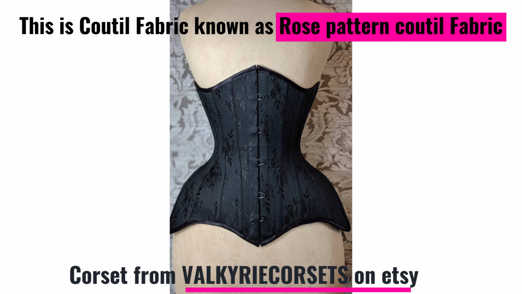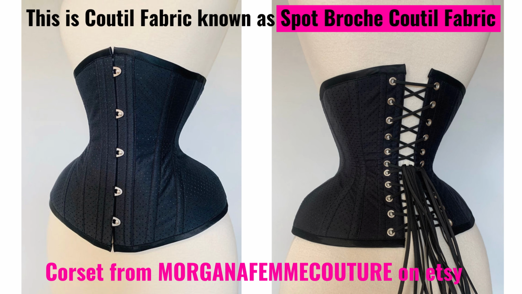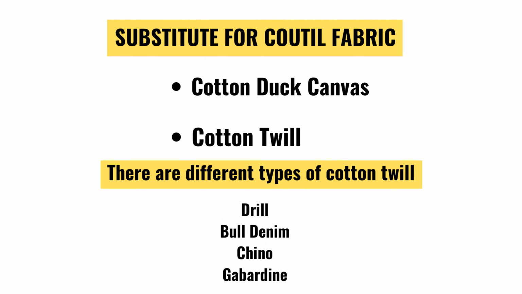You can use it for the main fabric, but it's often used as an inner layer of a corset, under a decorative face fabric like satin or brocade, and a comfortable lining. This fabric can be expensive, so here are some substitutes. It's cotton duck canvas and cotton twill. There are different types of cotton twill. There's drill, bull denim, chino, and gabardine.